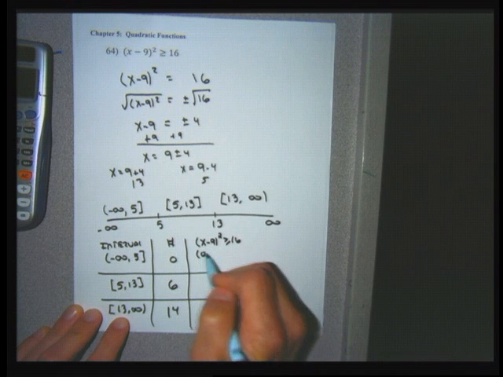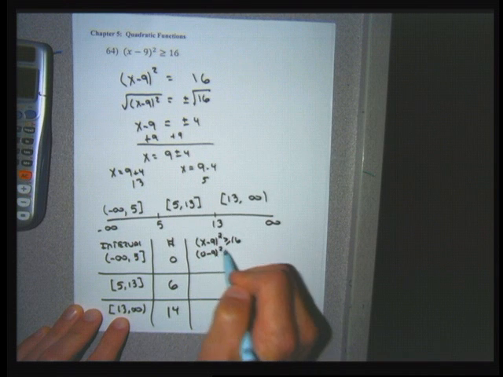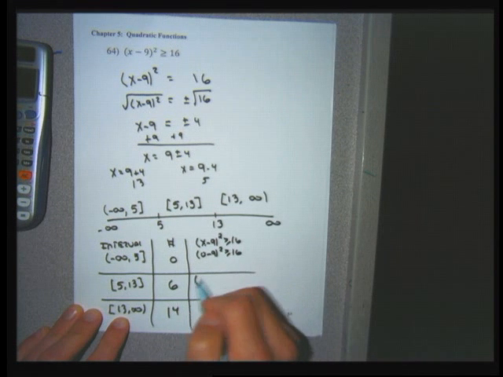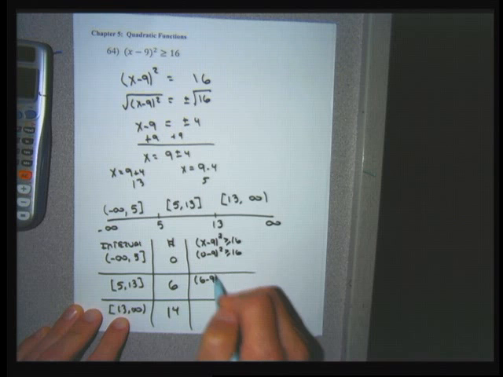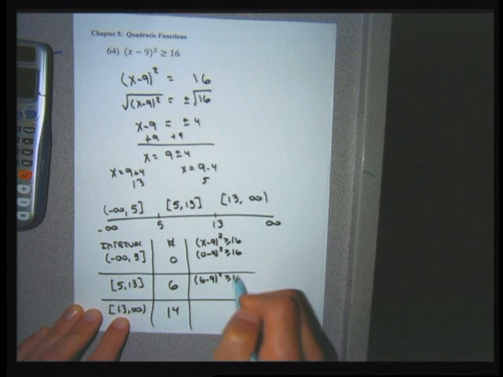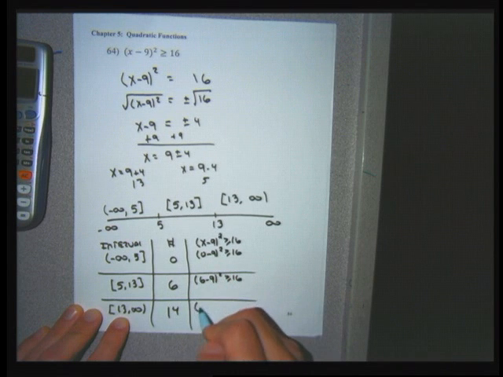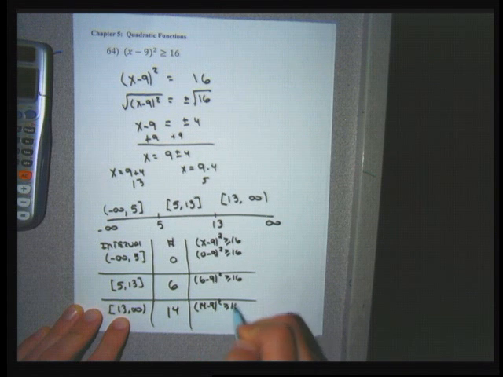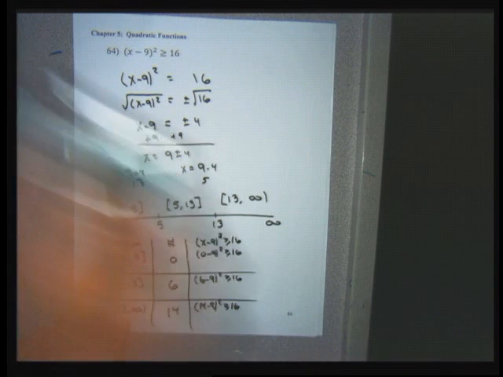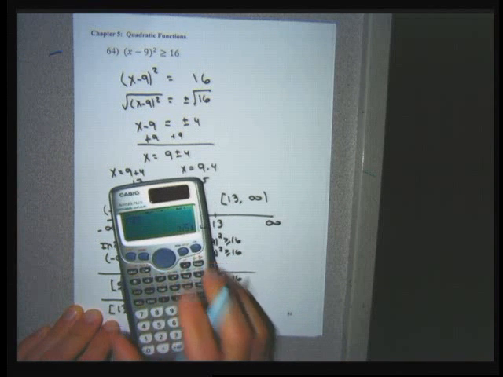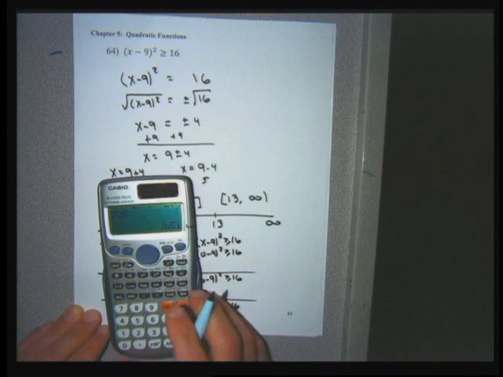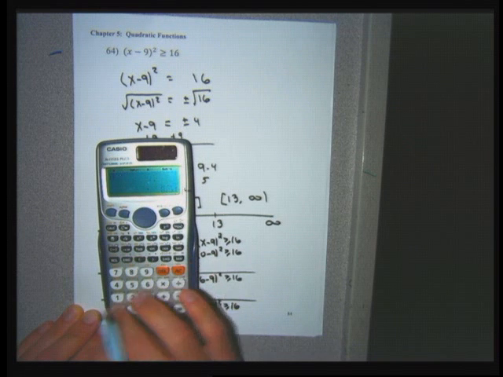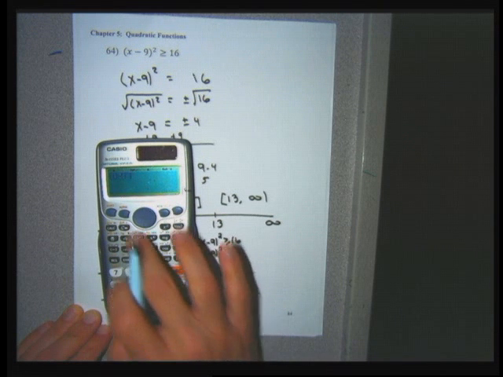First one I'm going to go 0 minus 9 squared is greater than or equal to 16. Middle one I'm going to go 6 minus 9 squared is greater than or equal to 16. Last one, 14 minus 9 squared is greater than or equal to 16. I use my calculator now. So for the first one, can you make it so you can see it? Well, I think so. So first one, I'm going to go 0 minus 9 squared.